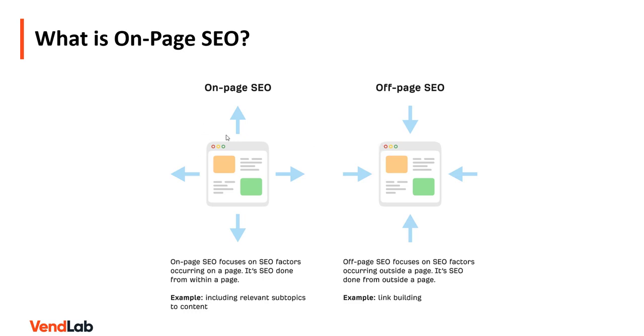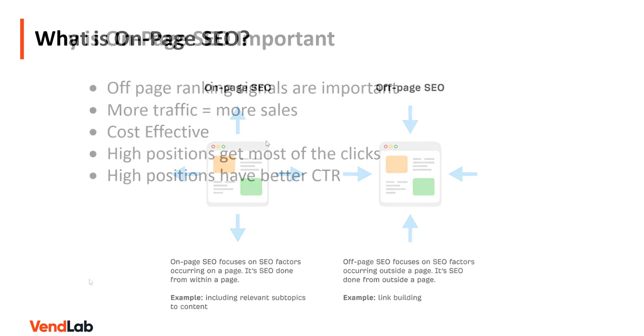So on this slide, we've just got an example of the differences between on-page and off-page SEO. On-page SEO focuses on SEO factors occurring on the page, so the content. It's SEO done from within the page, whereas off-page SEO focuses on off-page external ranking factors. So for example, link building or mentions on other websites.